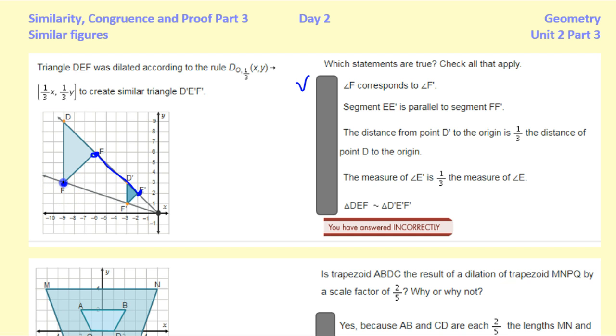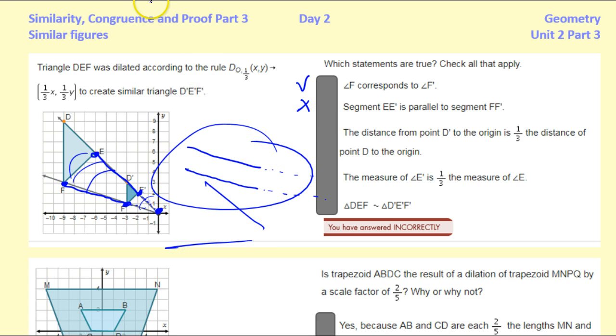So here's segment F and here's segment F prime. Are these parallel? No, these are not parallel. Parallel means they are going in the same direction, and if you continue the lines forever, they would still never touch. But you can see that these lines, if you extended them, they meet right here. So they're obviously not parallel. They're small on this side, and they're getting bigger as you go to this side. So that's a no.